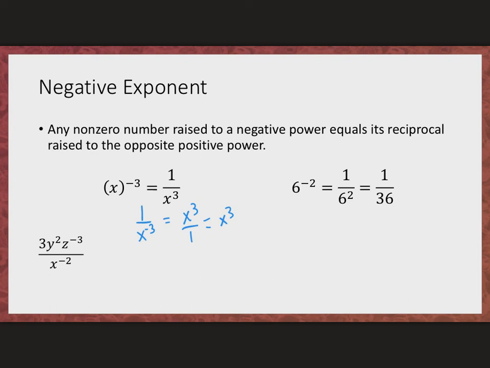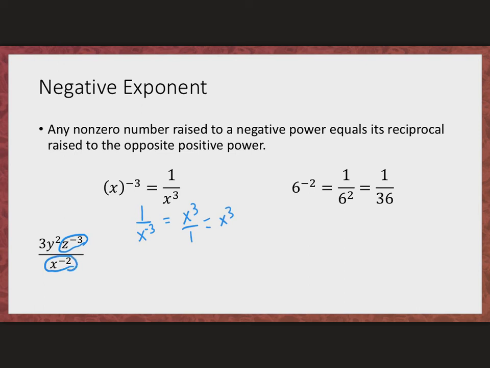3y squared z to the negative 3 over x to the negative 2. Now I want you to notice that every part of this problem doesn't have a negative exponent. There's two parts that have negative exponents, and that is z to the negative 3 and x to the negative 2 power.